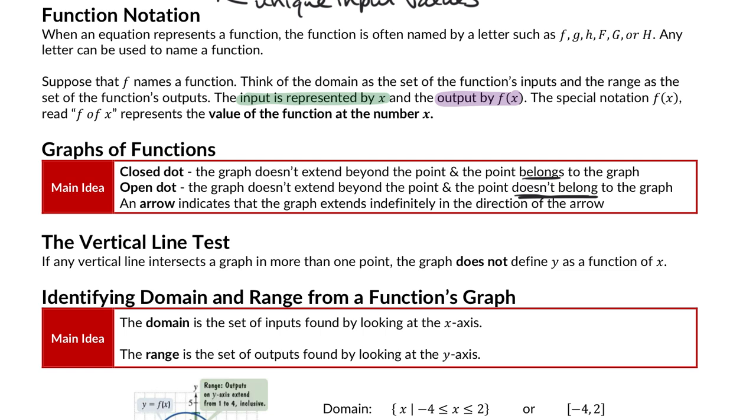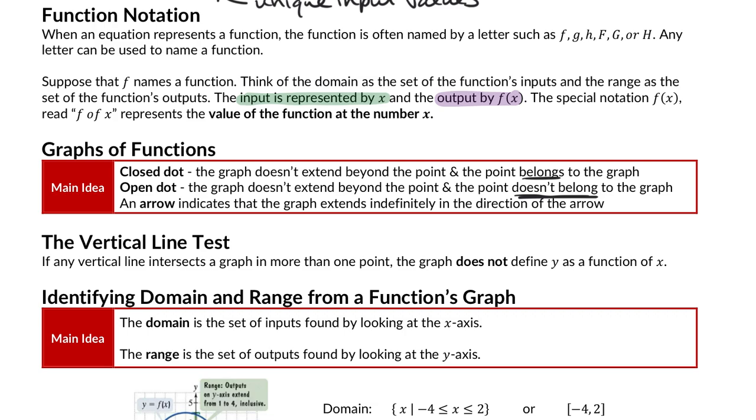We also know that in a graph, an arrow or lack of an arrow, open dot, or closed dot means that the graph extends infinitely in the direction of the arrow, because we know arrows aren't drawn on our calculators, but we know that they extend beyond. All things that we know.